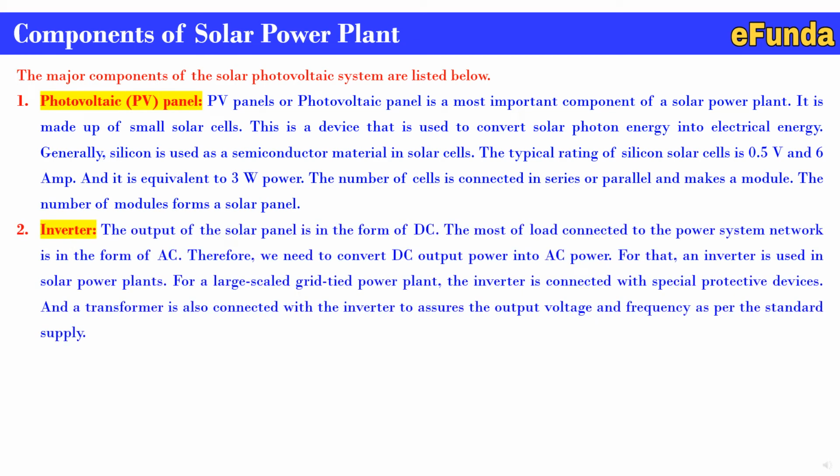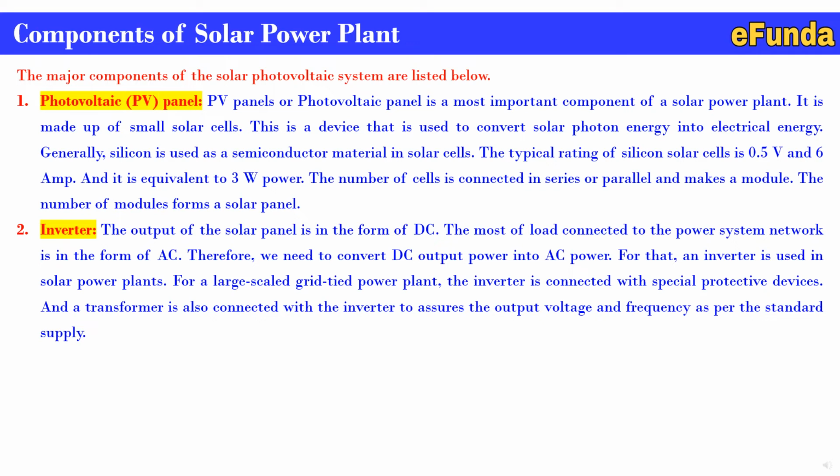Second, inverter. The output of the solar panel is in the form of DC. Most of the load connected to the power system network is in the form of AC. Therefore, we need to convert the available DC output power into AC power. For that, an inverter is used in a solar power plant.